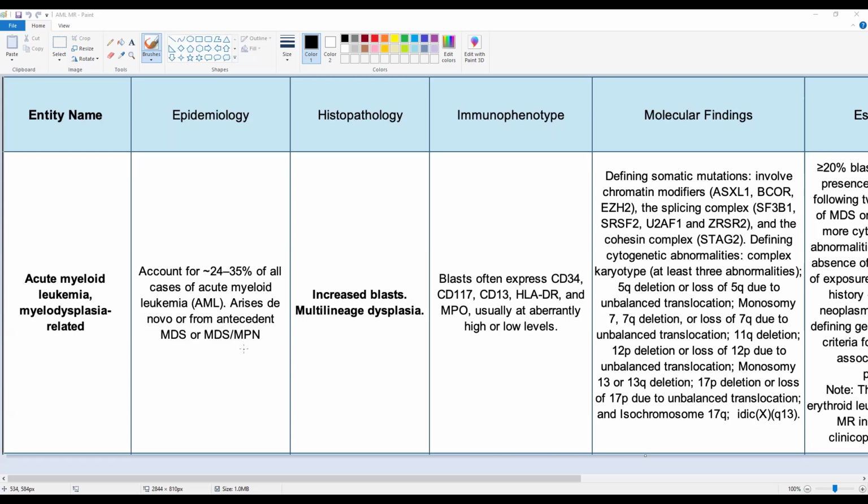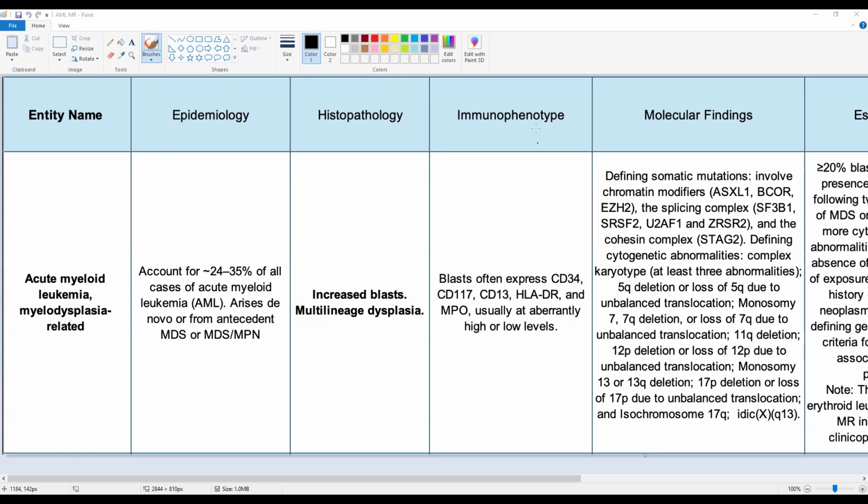It's a very common leukemia that accounts for about 24 to 35% of all cases of acute myeloid leukemia. It arises de novo or from previous MDS or MDS/MPN. Most patients present with pancytopenia and symptoms related to pancytopenia. Morphologically, you need to see increased blasts, and multilineage dysplasia may be seen. However, it's not essential to make this diagnosis anymore.